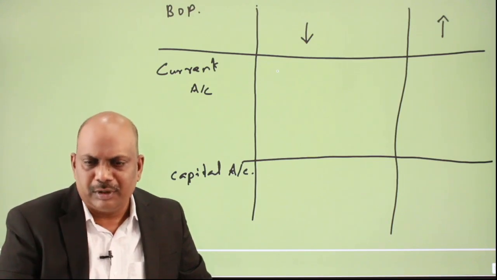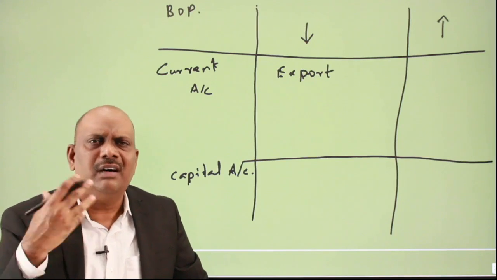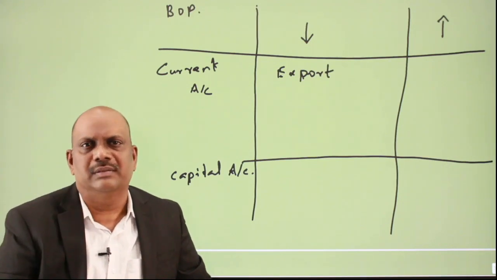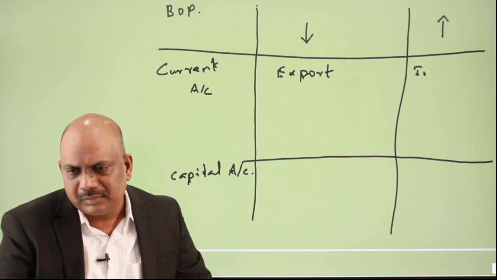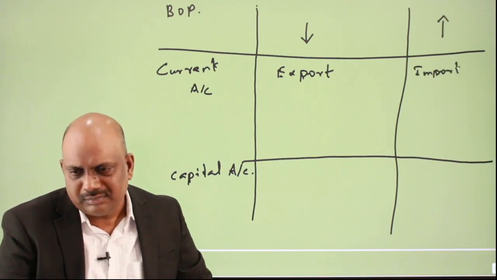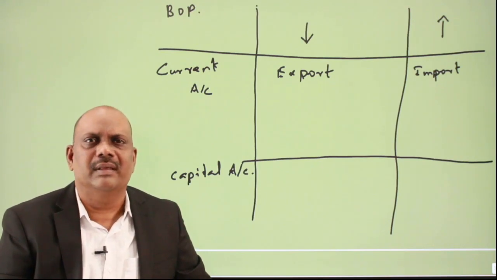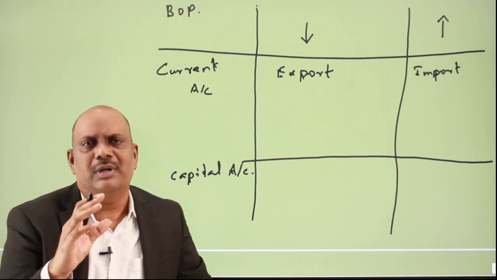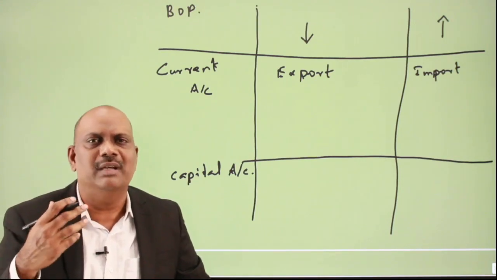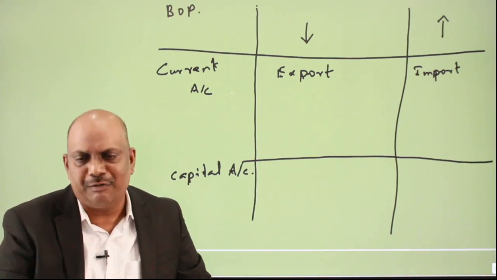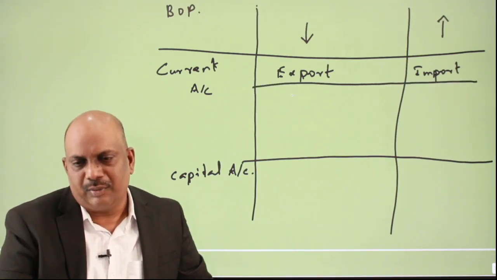By export, we earn foreign exchange. By import, we spend our foreign exchange. The balance between export and import, how much money we earned out of export and how much money we spent out of import, forms the trade account.